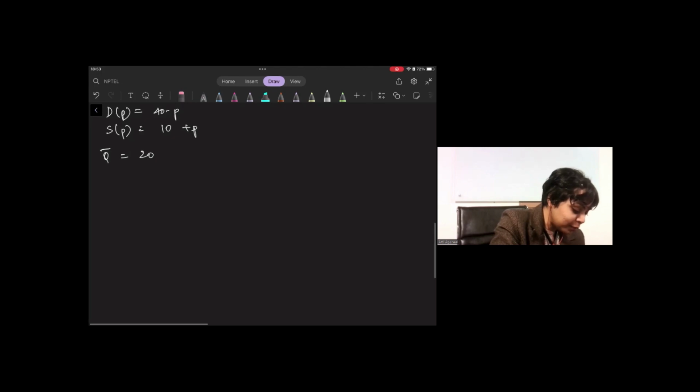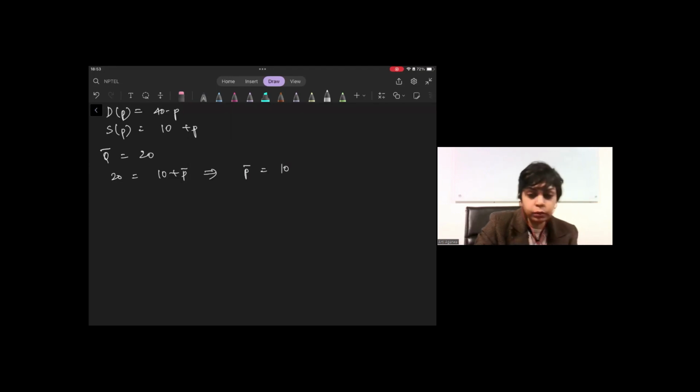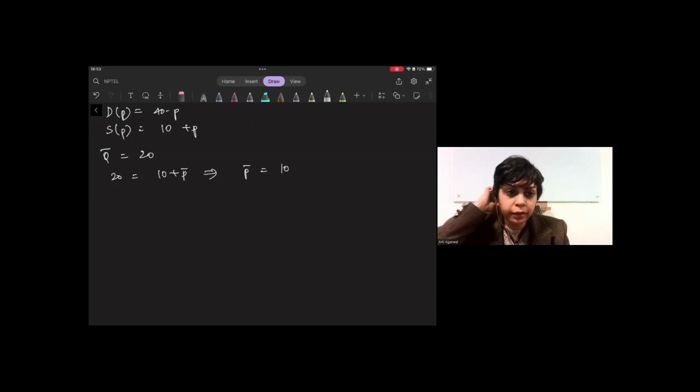Anyway, so let's put 20 here. 20 is equal to 10 plus 3, with 20 put in instead of Q. Q bar is 20, which implies P bar is equal to 10. So if they are issuing only 20 coupons for throstles, the price for those coupons would then be 10, right? We have fixed the quantity which is supplied.